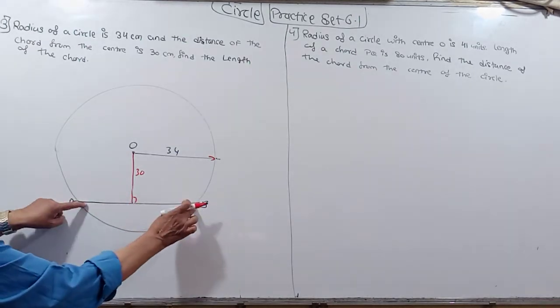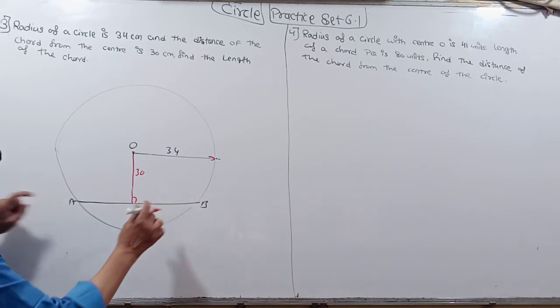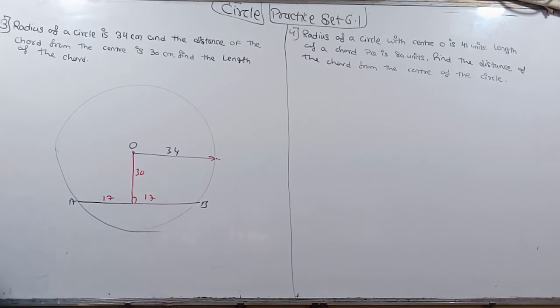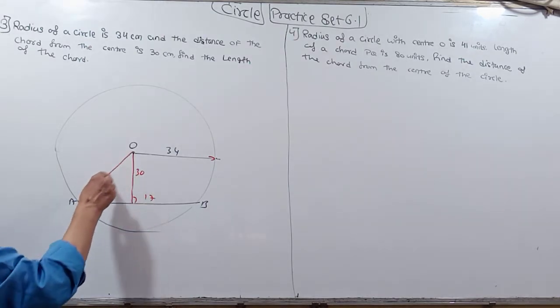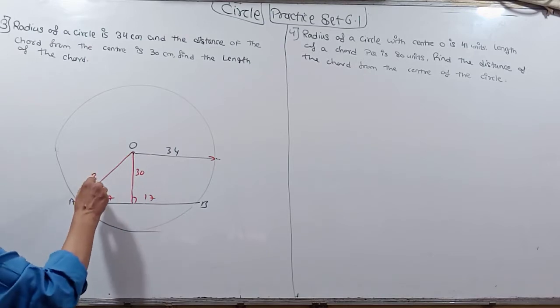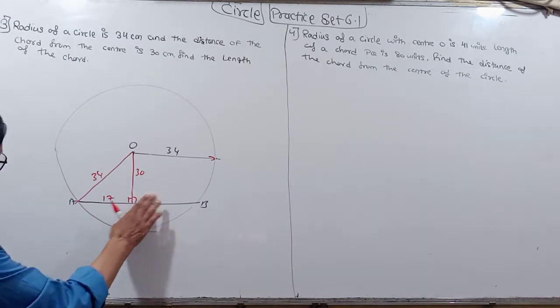If chord AB is 34, therefore this will be 17. Now, the radius is 34. Whether you draw it here or here, the radius is 34. Right. Now what do we need? We need the length of the chord.